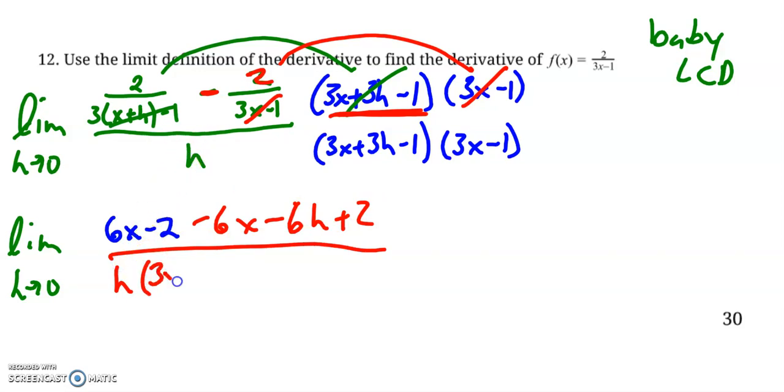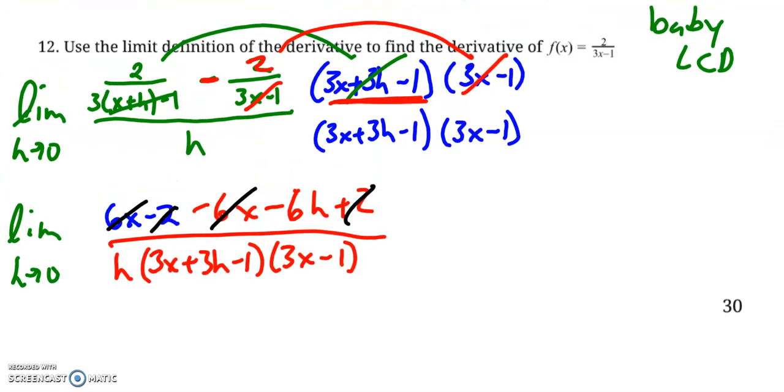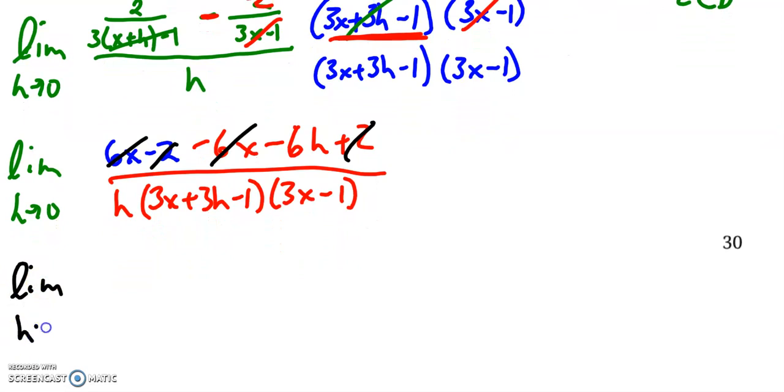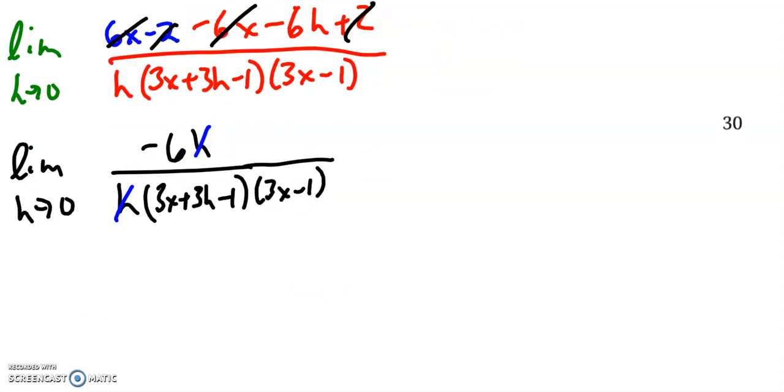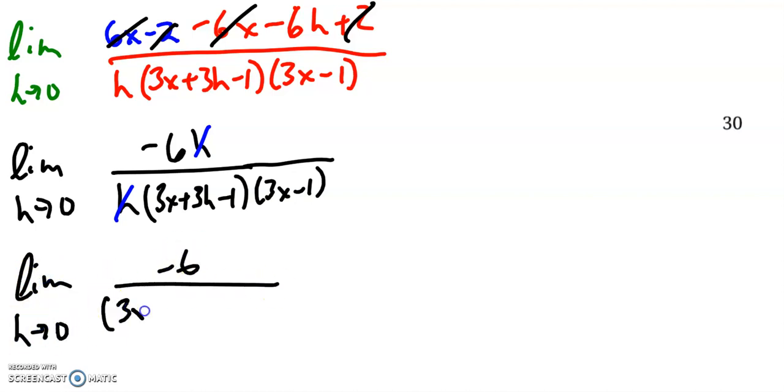And again, I am not going to distribute that through. You're going to see that h is going to cancel off. A lot of things cancel here. So the 6x, the 2's, and I'll write this extra step in here with the canceling. So the limit as h goes to 0 of negative 6h, and then that h is going to cancel. So I get 3x plus 3h minus 1, 3x minus 1, and again, these h's cancel. So now I've simplified as far as I can go, and I'm going to take the limit as h approaches 0 of negative 6 over 3x plus 3h minus 1 times 3x minus 1.